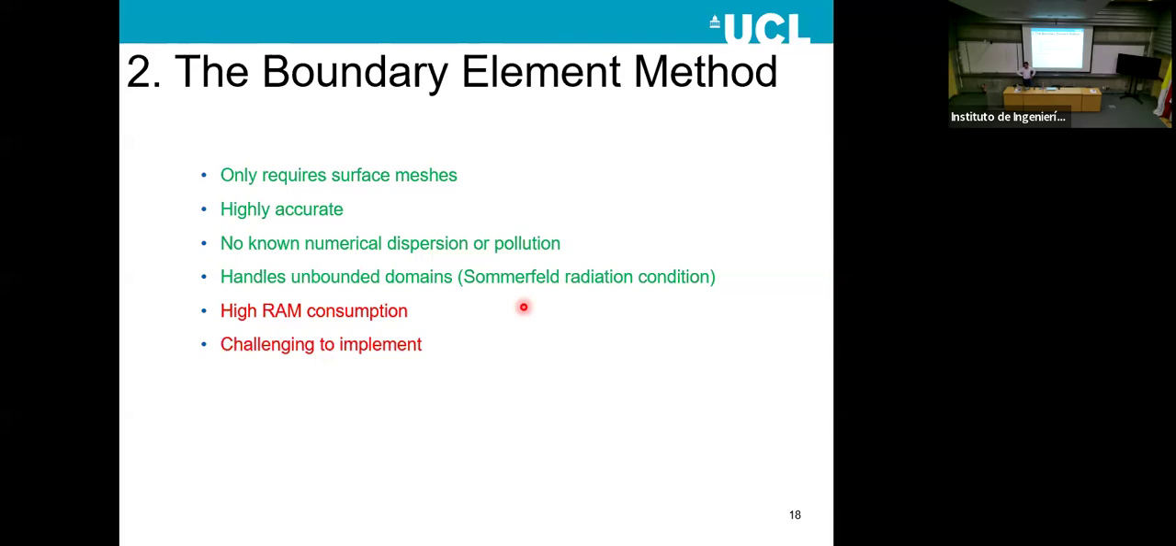On the other hand, you have very high RAM consumption in boundary element methods, at least the methods that we've been using. I think if we were to switch to, for example, the fast multipole method, you wouldn't have so many issues. But also they're very challenging to implement. It's not plug and play like finite difference time domain methods.